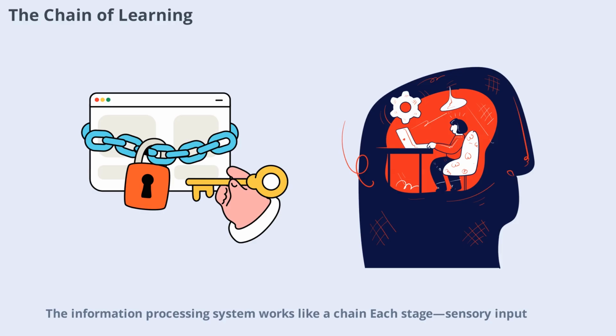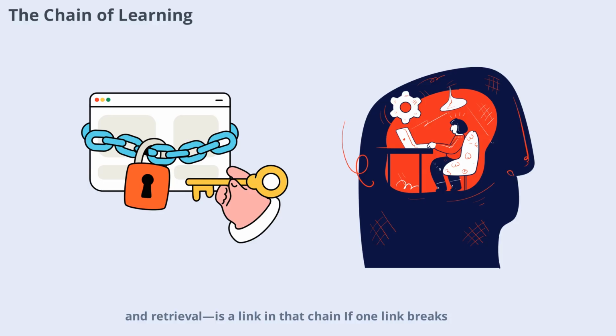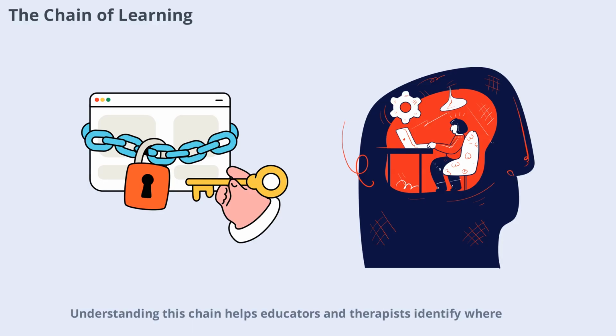The information processing system works like a chain. Each stage, sensory input, attention, working memory, long-term storage, and retrieval, is a link in that chain. If one link breaks, the whole learning process can fail. Understanding this chain helps educators and therapists identify where a student might be struggling and how to help them.